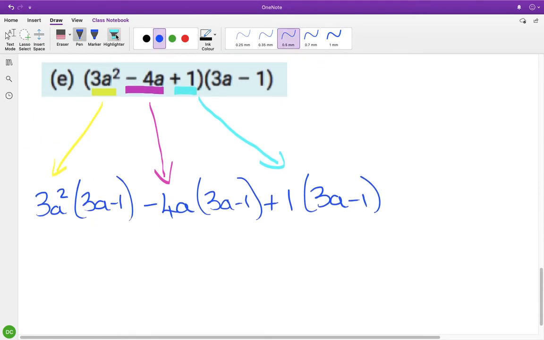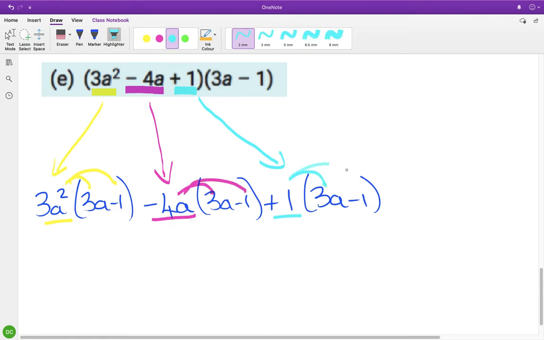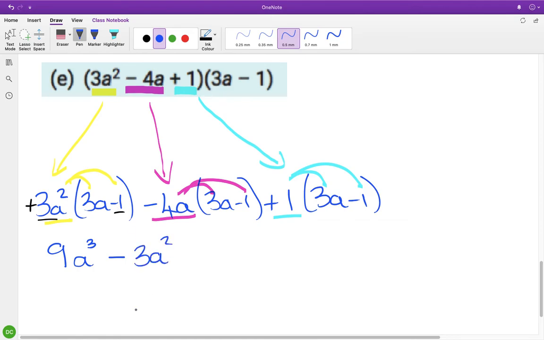All right, so 3a will distribute on this bracket. The minus 4a will distribute on this bracket. And the 1 will distribute on that bracket. Okay, so 3 by 3 is 9. I have a squared here and a here, so that means I have 2 here and 1 here, making 3 of them. And this is positive, so I'm multiplying the plus 3a squared by the minus 1. Signs are different, which means my answer will be negative. 3 by 1 is 3, and then I have the a squared.